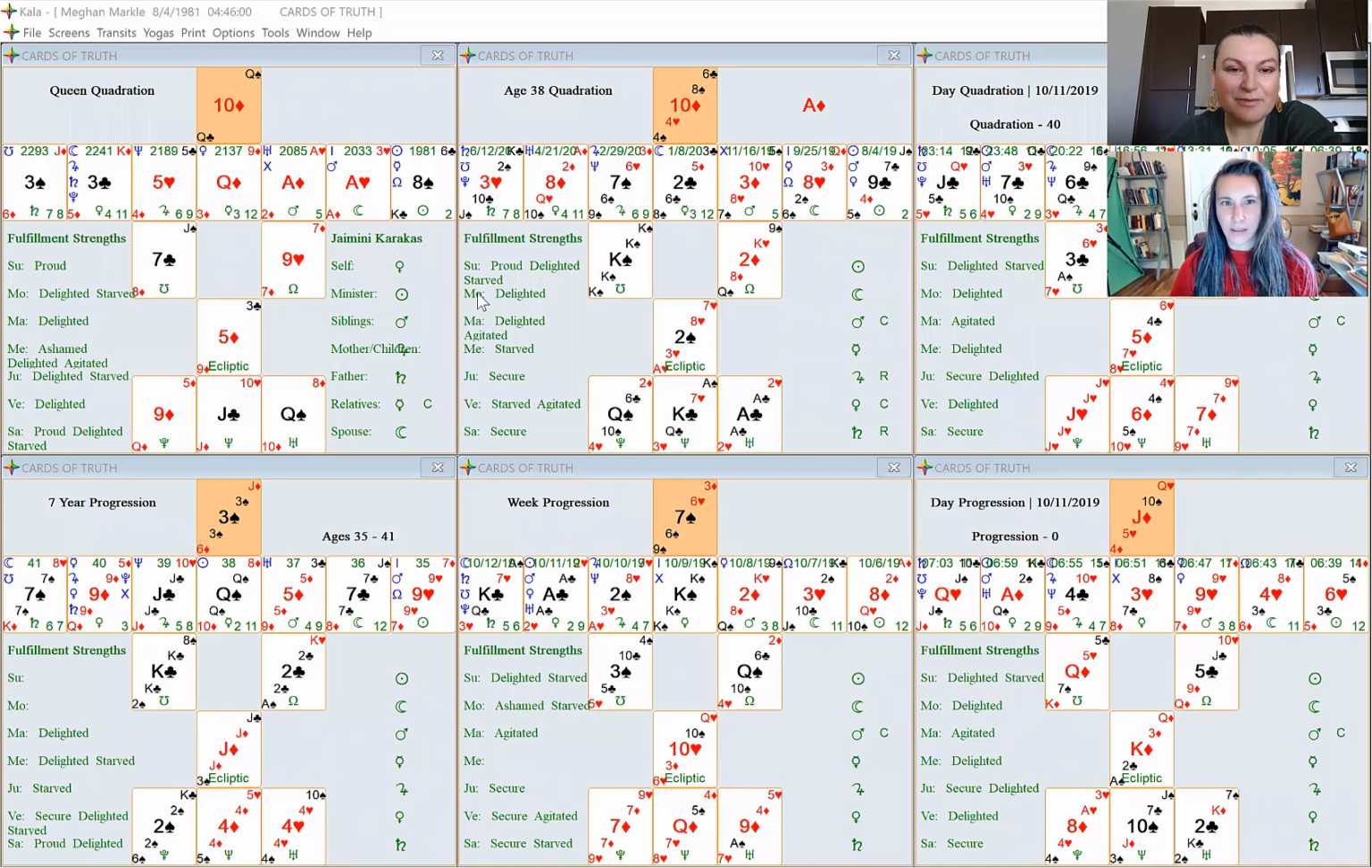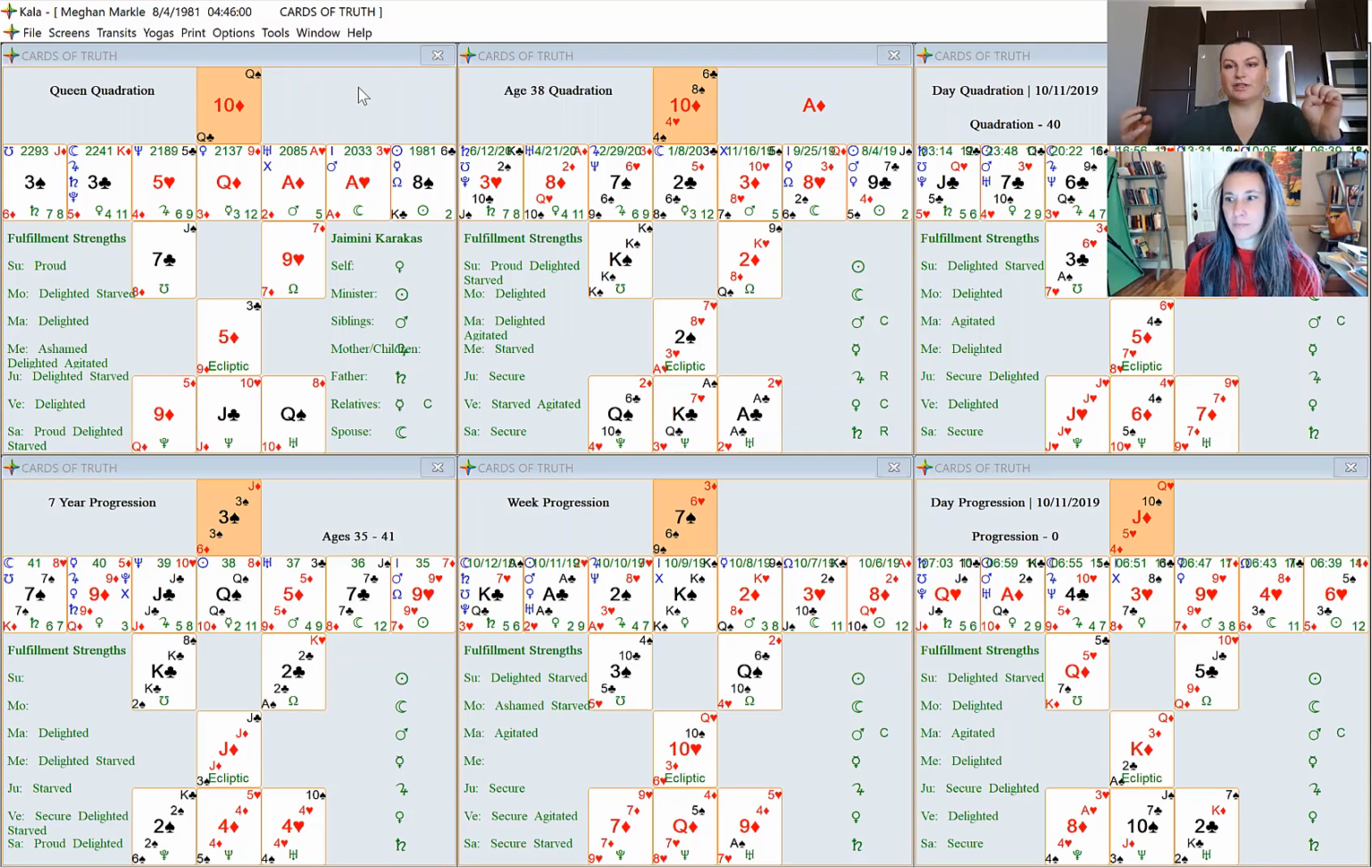Okay, here you go. Ooh, so we're choosing Meghan Markle's chart for today, right? Yep. This is the Queen quadration that you talked about. So there is also a Jack and a King quadration that we don't necessarily look at, because the lifespan that we have is the longest.